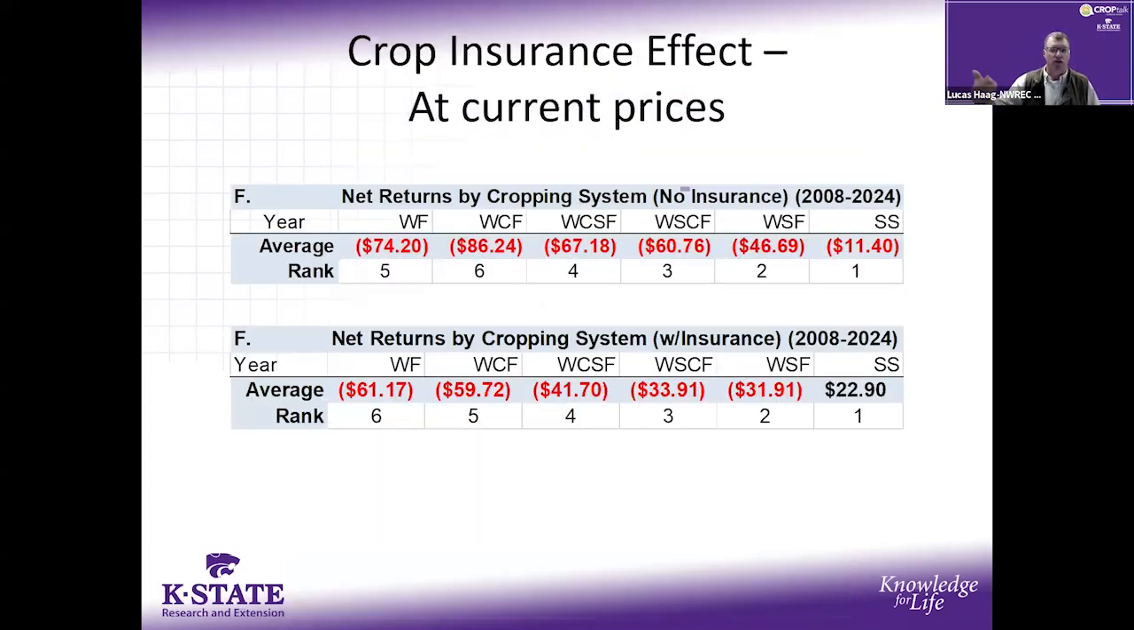Okay, so how much is insurance adding to this? So this is at current prices with and without insurance. Basically, if you look here on the continuous sorghum, the value of crop insurance is bringing $30 an acre to the table, looking at the difference in average net returns between the two. If you look over here on the wheat, sorghum, fallow, crop insurance is bringing $15 to the table in terms of average net returns. So a pretty important driver here in terms of net revenue.